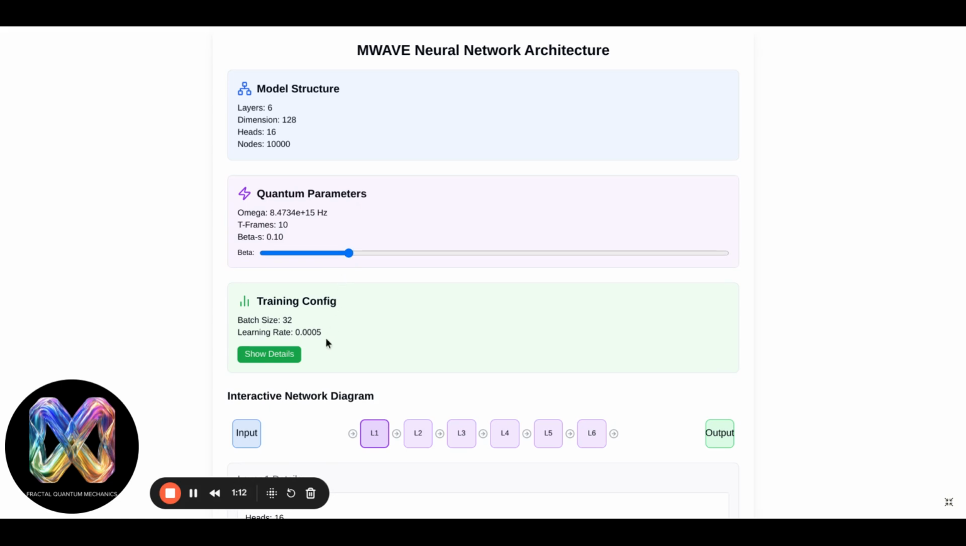And finally, our training configuration uses a batch size of 32 with a conservative learning rate of 0.0005 for numerical stability when dealing with these complex quantum structures.